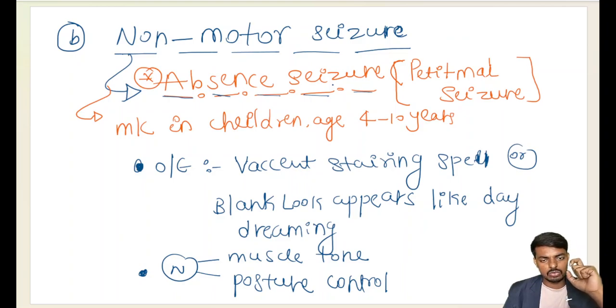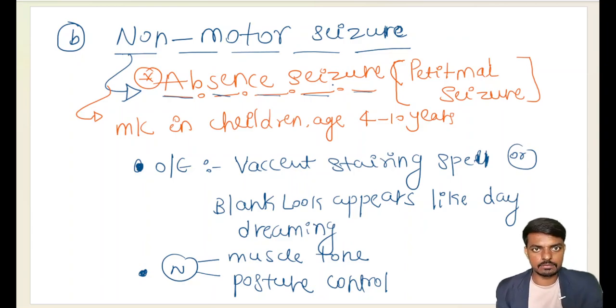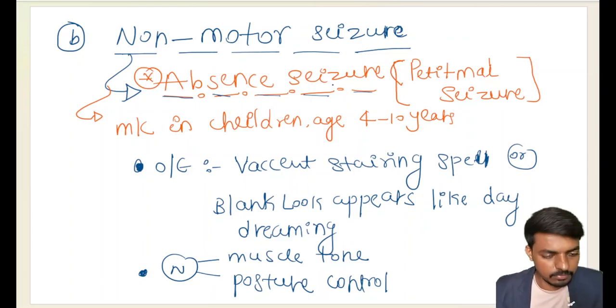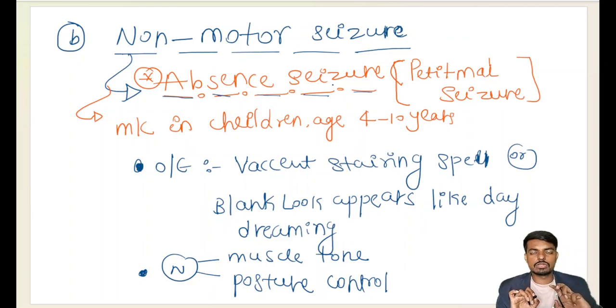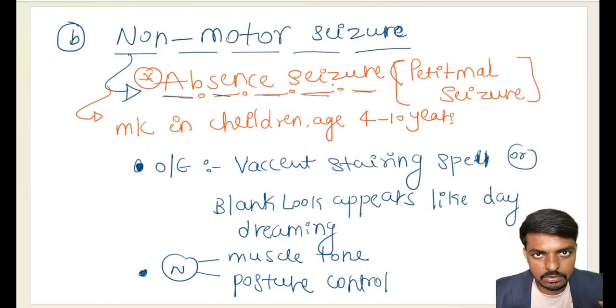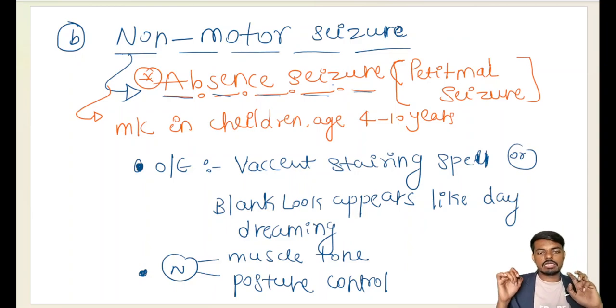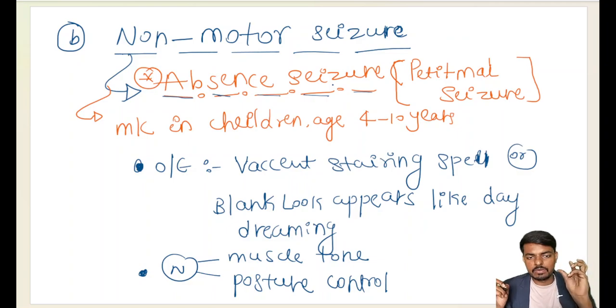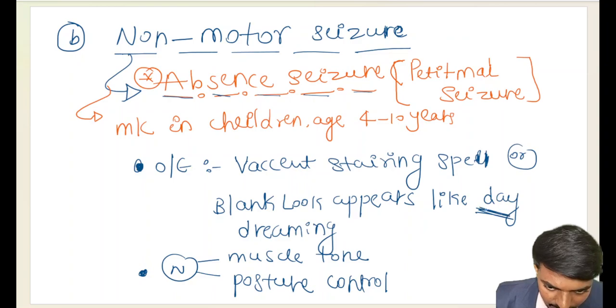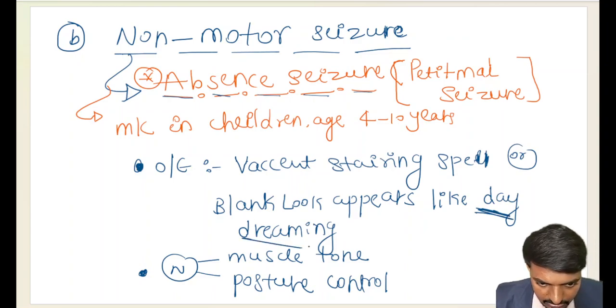Only for 1 to 2 seconds there is a vacant staring spell, meaning a sudden blank look appearance, he looks blank like this, and after that he continues the activities he was doing. So suddenly he is doing an activity and stops, and again starts. This is what we call vacant, meaning empty space. So that is what we call a vacant staring spell and blank look appearance, or the seizure which looks like daydreaming. Very important point.